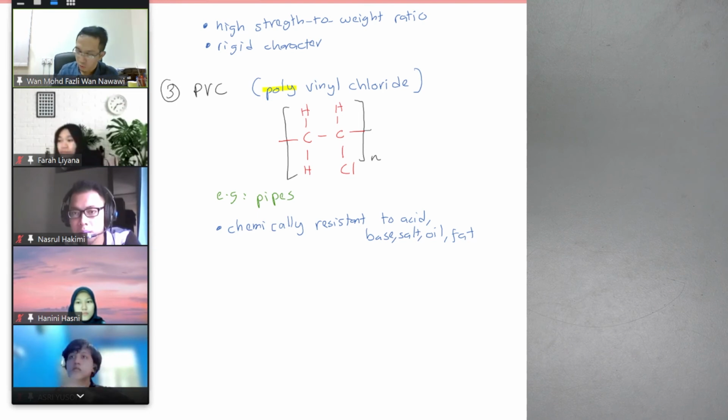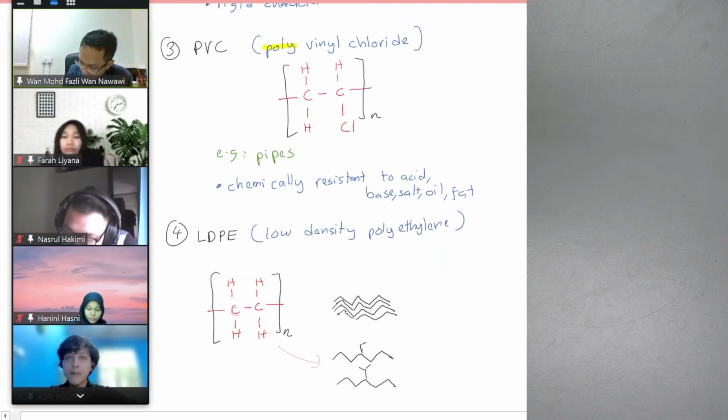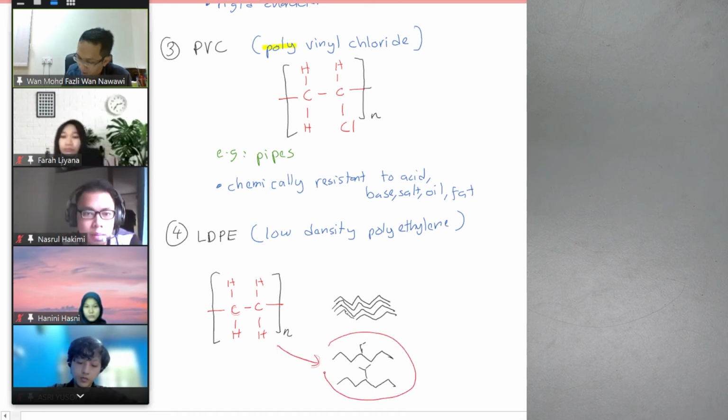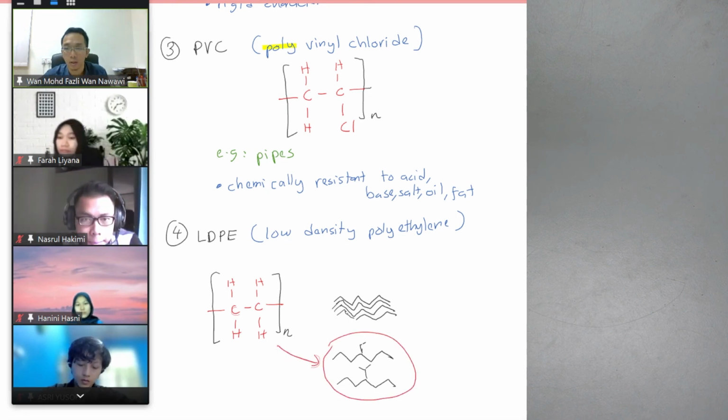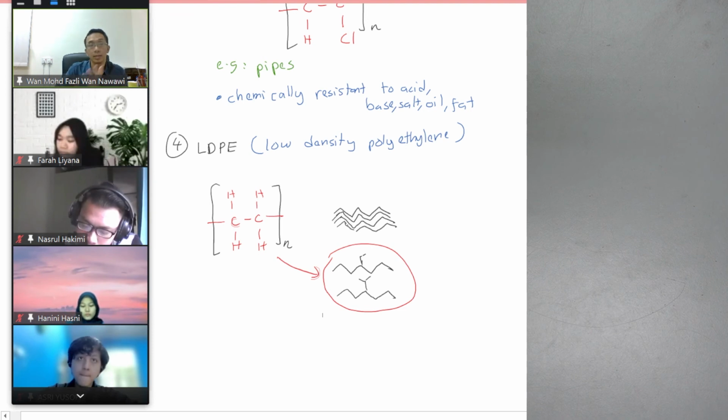Now we go to the next example of plastic that's commonly used in your life, which is LDPE. It is the same as the one we discussed before, but in a branched form. So this is basically this one, this color. Okay.